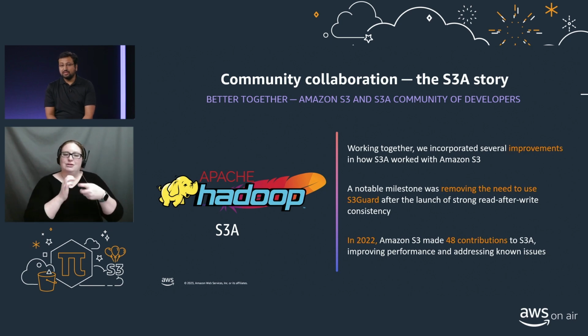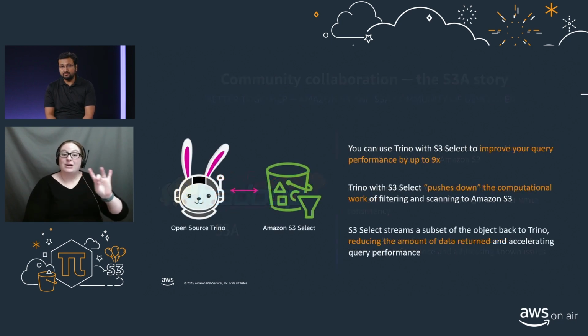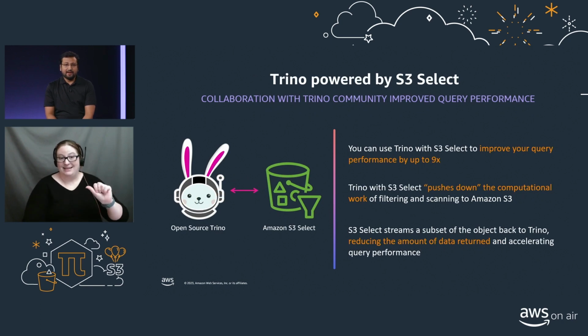This collaboration continues today, and it is getting stronger, with Amazon S3 making 48 contributions to S3A last year in 2022. Similarly, Amazon S3 continues to make contributions to another popular open source project called Trino. As I mentioned earlier, Trino is an open source SQL query engine used to run interactive analytics on data stored in Amazon S3. In 2022, Amazon S3 engineers made 7 contributions to Trino.